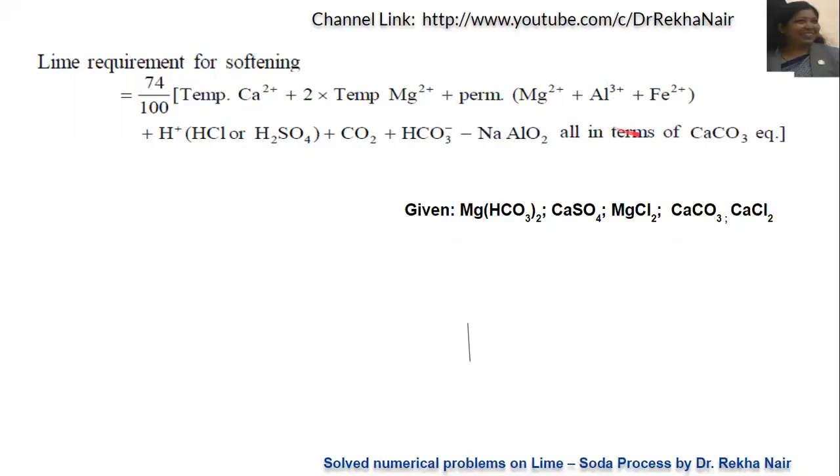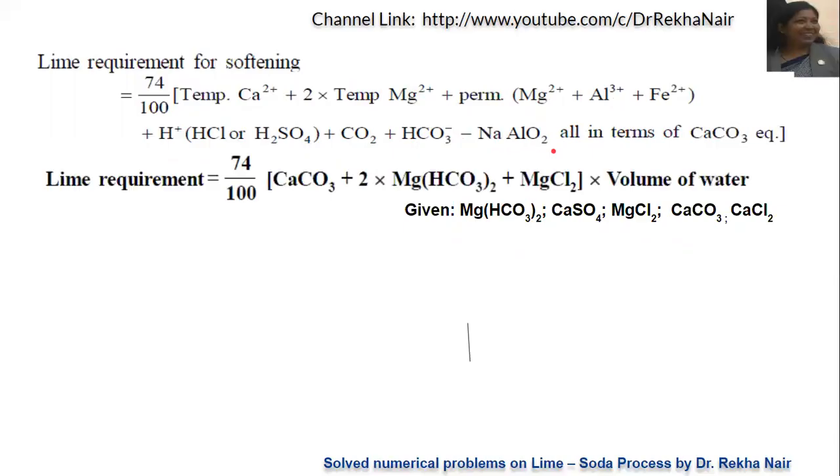Aluminum, it's not given. Iron, it's not given. There is no H plus, CO2, HCO3 minus or NaAlO2. So the lime requirement will become 74 upon 100 times CaCO3 as it is given, plus 2 times MgHCO3 twice, plus the magnesium chloride, multiplied by the volume of the water given.